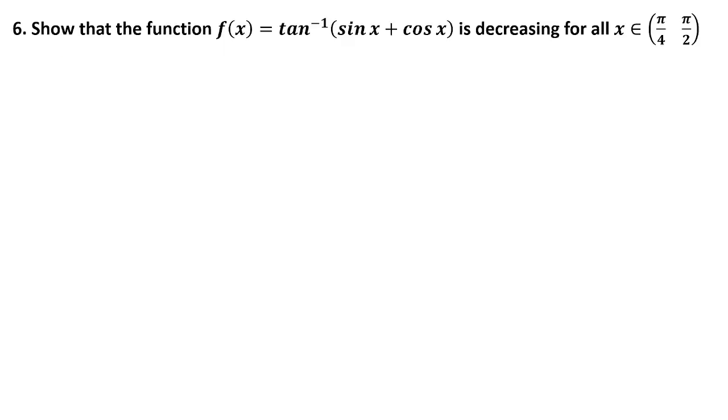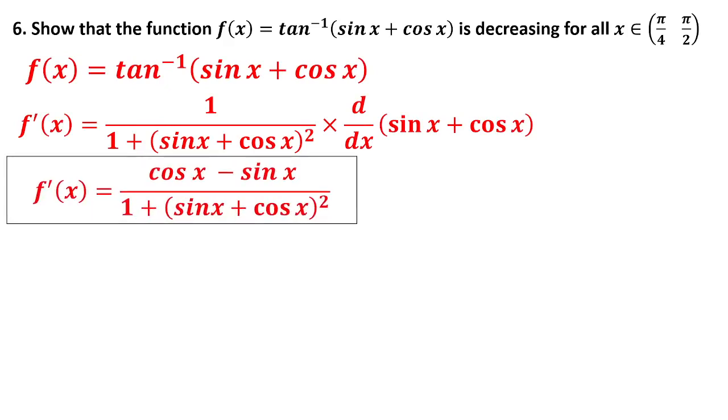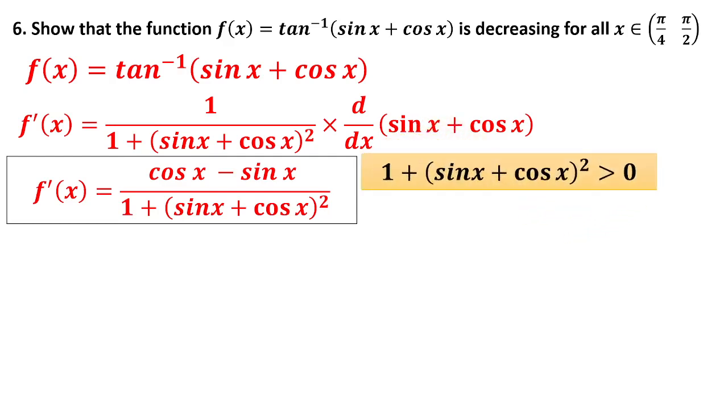Well, show that the function is decreasing for all the values of x. Tan inverse of sin x plus cos x. We are finding the first derivative. It is cos x minus sin x upon 1 plus sin x plus cos x the whole square. And 1 plus sin x plus cos x the whole square is always greater than 0. No need to worry. Now we have to check out what will happen for cos x minus sin x in the interval pi by 4 to pi by 2.